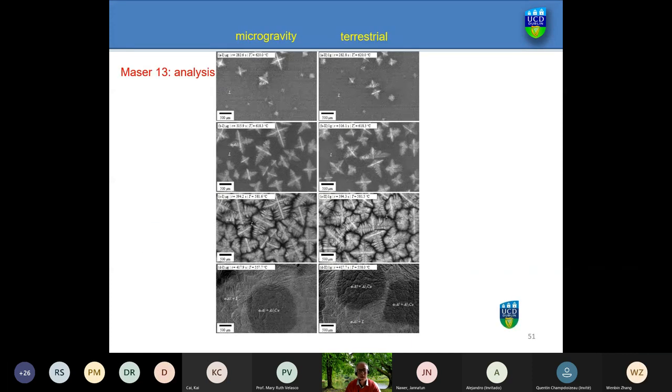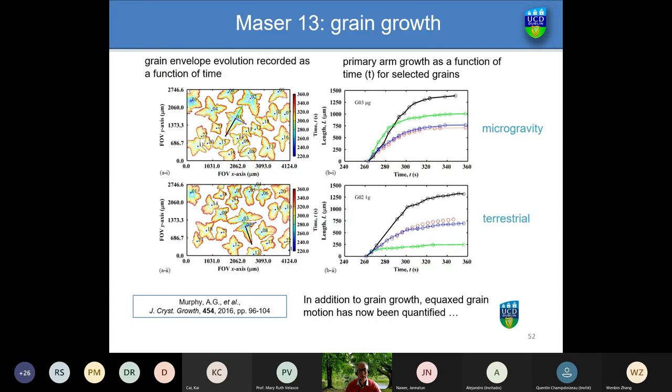Then we looked at the various stills from the videos for both microgravity and terrestrial at similar temperatures and similar times. And we could interrogate the results to plot the length of the dendrite arms versus time for some selected crystals in both microgravity and terrestrial conditions. So in addition to grain growth, equiaxial motion was quantified.